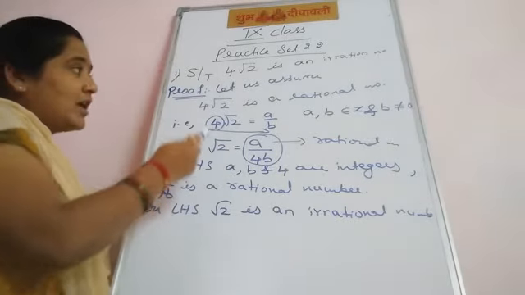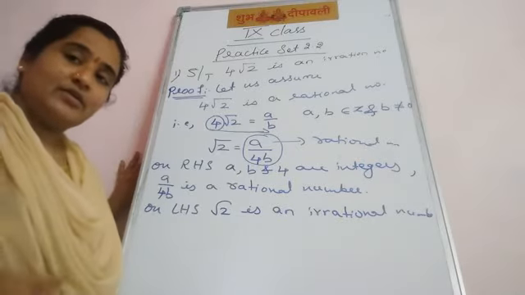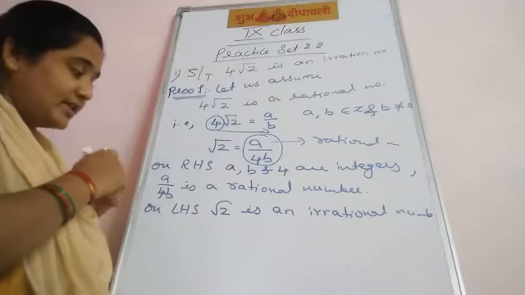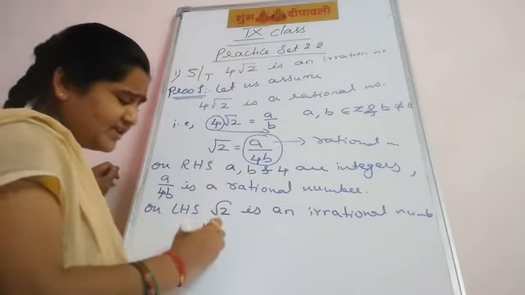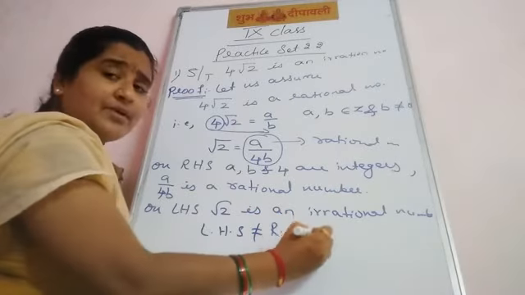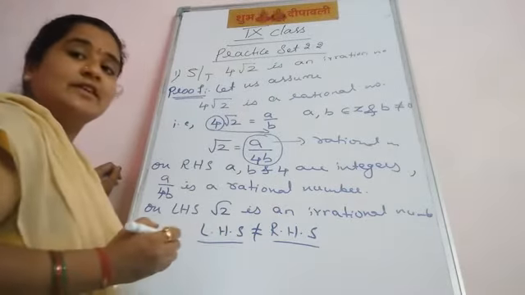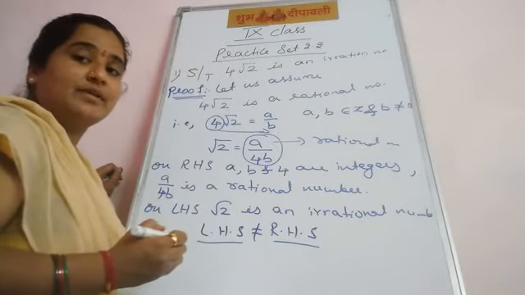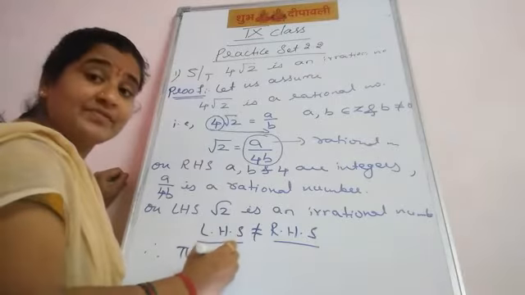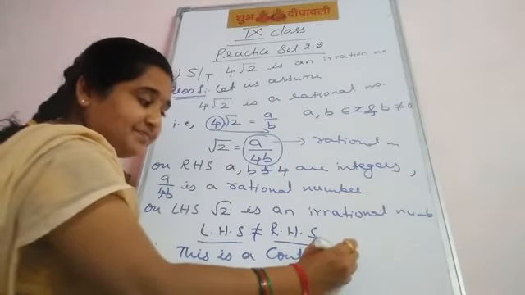So therefore, our assumption that 4 root 2 is a rational number is wrong. Therefore, 4 root 2 is an irrational number. Here you can write LHS not equal to RHS because on the RHS it is a rational number and the LHS is an irrational number. Therefore, this is a contradiction.